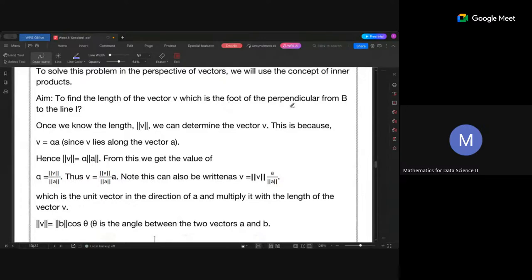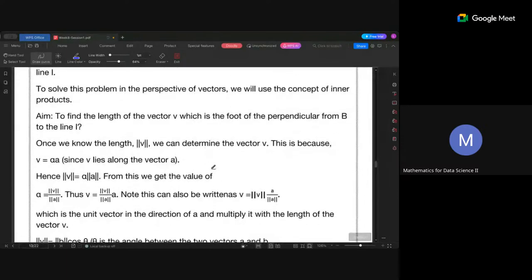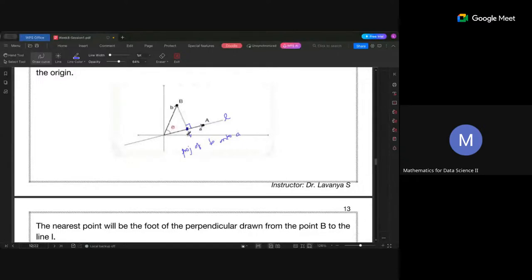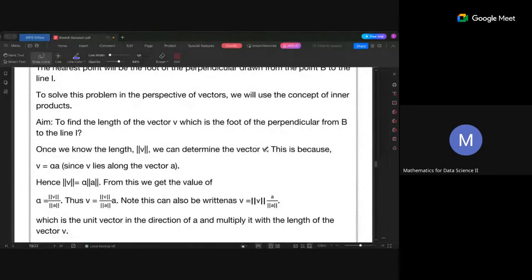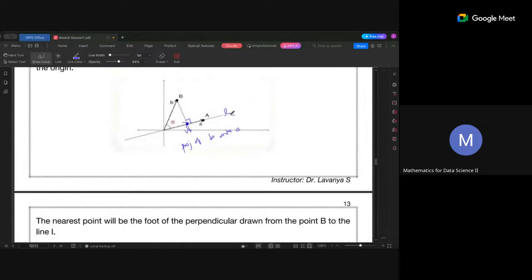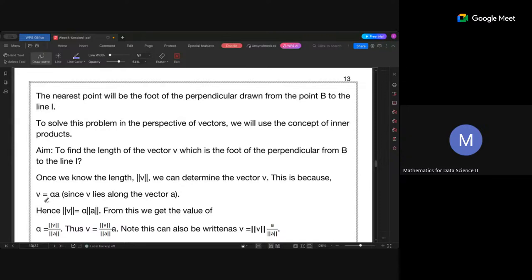We need to find the length of the vector V, which is the foot of the perpendicular from B to the line L. Once we know norm V, we can determine V. Why is that so? Suppose we call this vector V. V and A are lying on the same line, so one is a scalar multiple of the other. V is equal to alpha times A, and so norm V is equal to alpha times norm A. So alpha can be determined using norm V and norm A, and then you know V. Finding norm V is what is important here. Once we know this, we can easily find V.